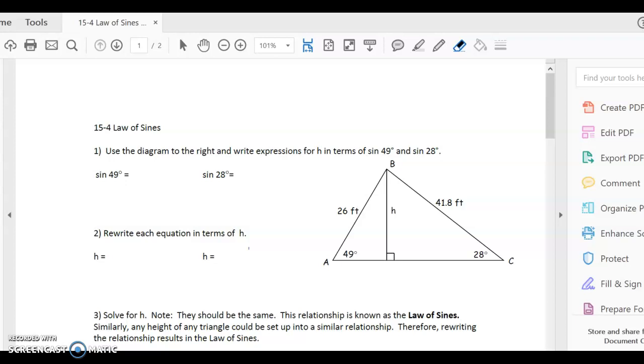So when we look at the picture, triangle ABC, we have a right triangle on the left, and we also have a right triangle on the right. So 49 can be set up using sine because h is the opposite side length and 26 is the hypotenuse. So we can say the sine of 49 is h over 26. Similarly, we can also take the sine of 28 and say that it's equal to h over 41.8.